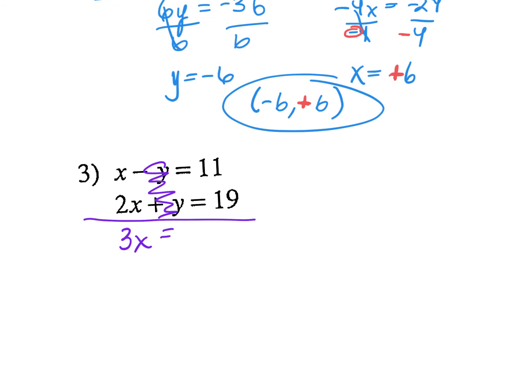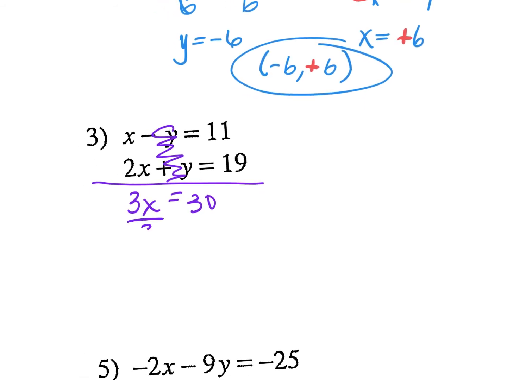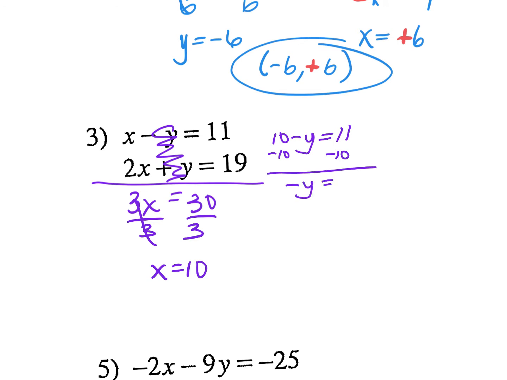11 plus 19 is what? 30. Now what do I do? Divide both sides by 3. I get x equals how much? 10. Now plug it back in. I'm going to plug it in the top one because that looks easy. 10 minus y equals 11. Minus 10 from both sides. You get negative y equals what? 1. So what does y equal?